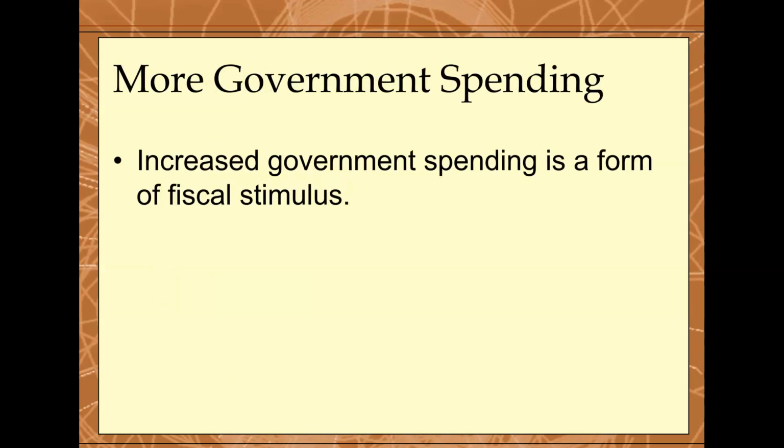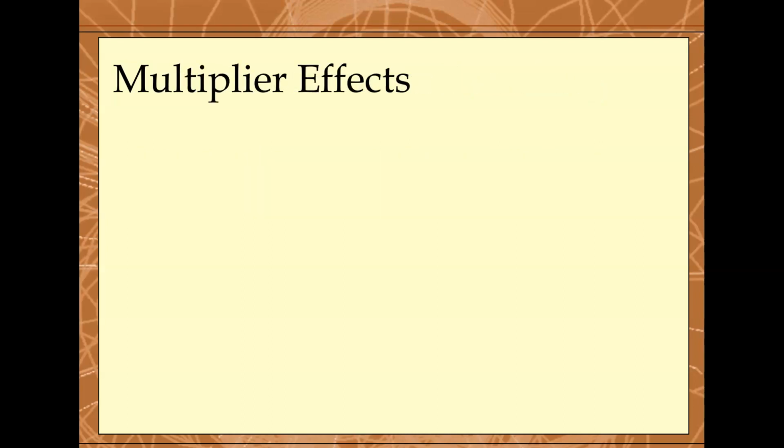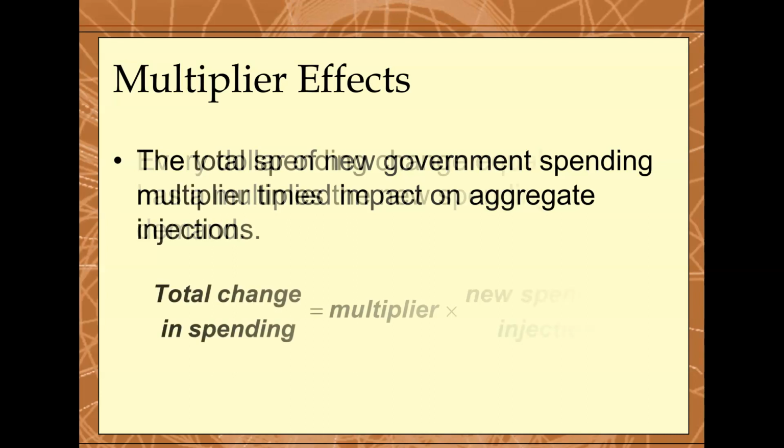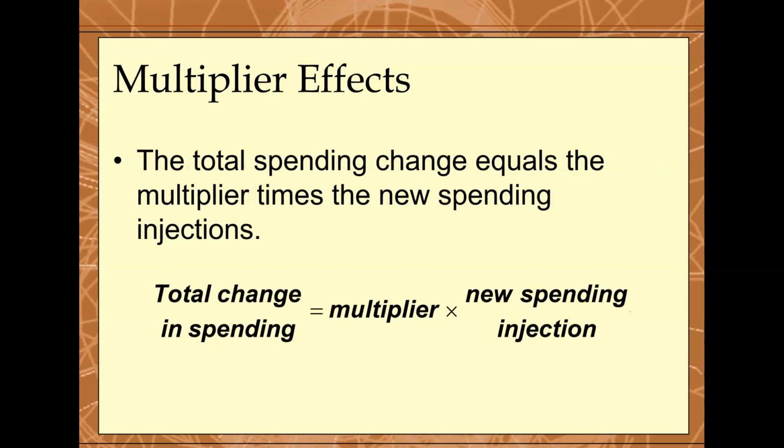So, increasing government spending is a form of fiscal stimulus, right? And what you have to remember is that once the government spends more money, that's not where the story ends. Every dollar of new government spending has a multiplied impact on aggregate demand. How much? Well, the total change in aggregate demand is going to be the initial injection by the government multiplied by something called the fiscal multiplier.